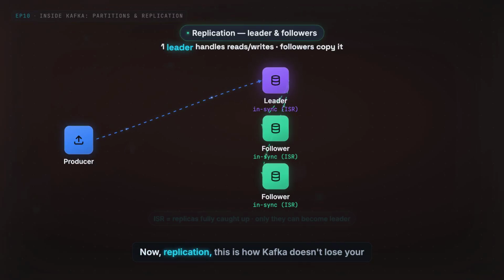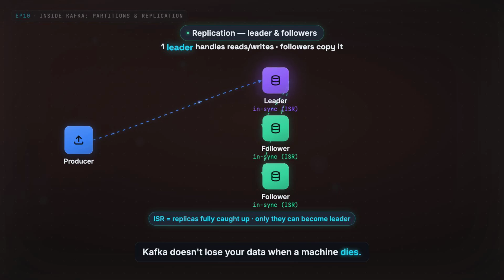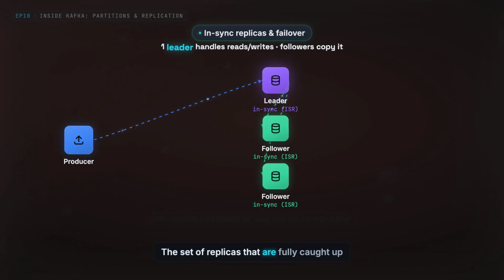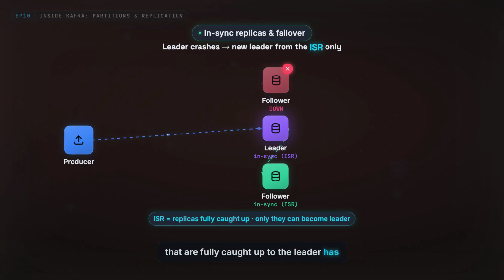Now, replication. This is how Kafka doesn't lose your data when a machine dies. Each partition has one leader and some number of followers. The leader handles all the reads and writes. The followers do nothing but copy the leader, staying as up-to-date as they can. The set of replicas that are fully caught up to the leader has a name you must know: the in-sync replicas, often just called the ISR.